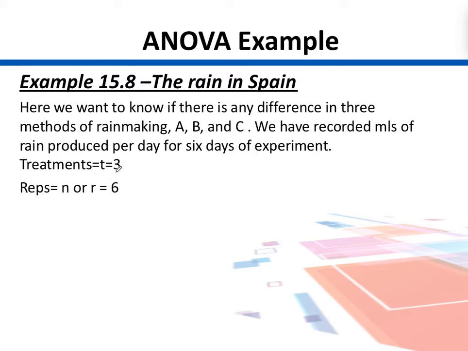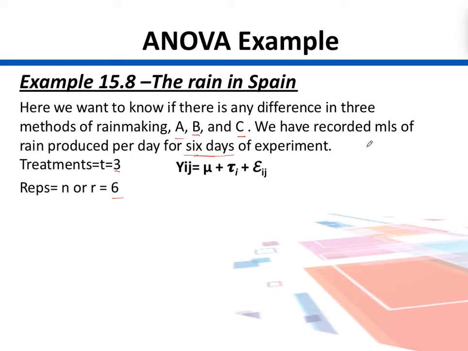So that means we have three treatments, A, B and C, and we have 6 replicates. These 6 days of experiment, we can treat them as our replicates. So replicates are the experimental units receiving the same treatment. 6 days for A, 6 days for B and 6 days for C. And again, the experimental design here is a balanced design where the number of replicates are equal for each treatment.